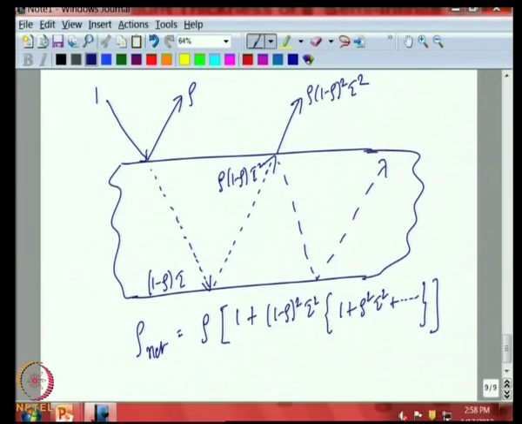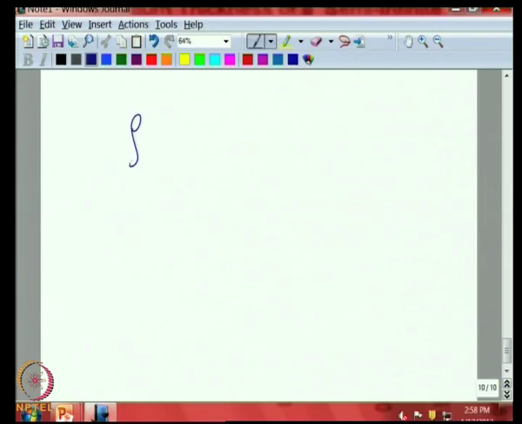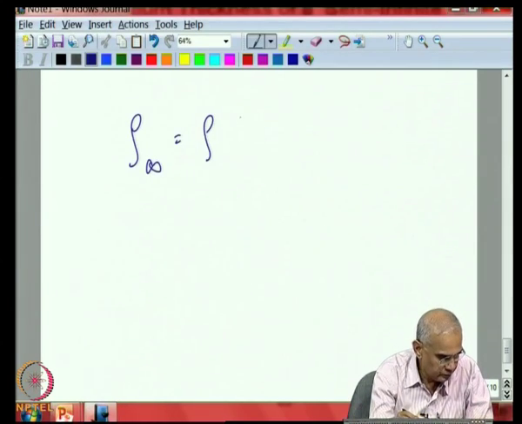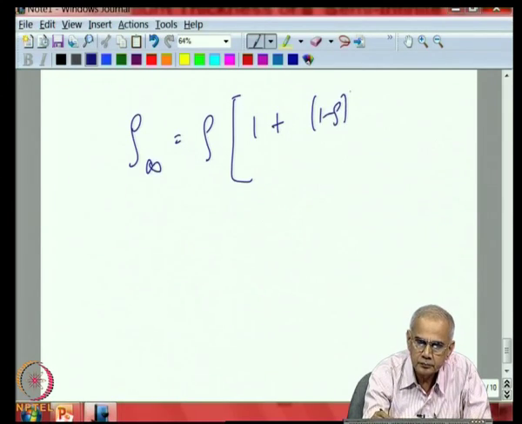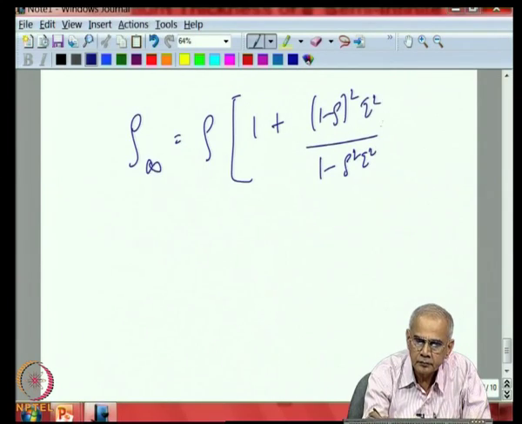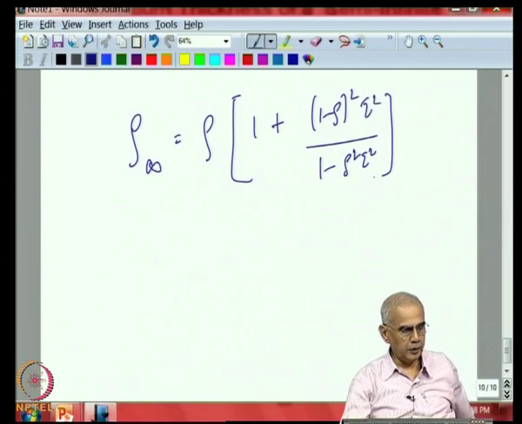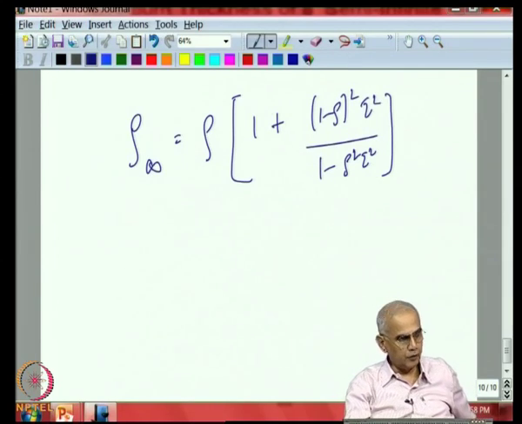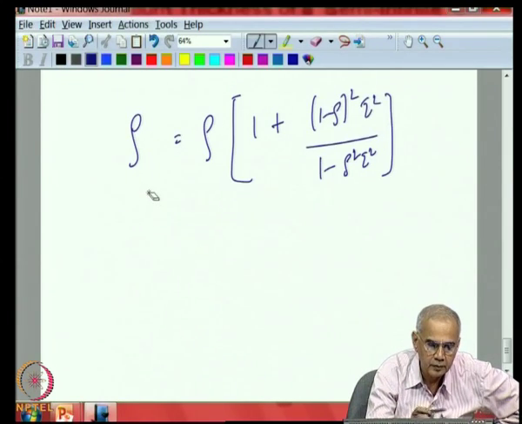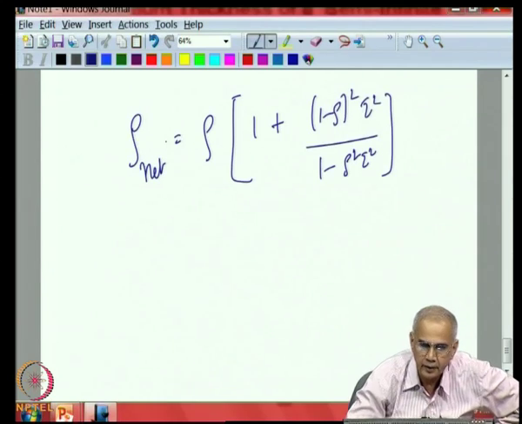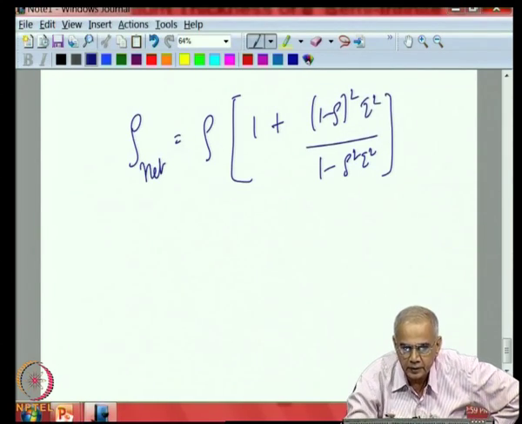So, applying the summation of series rule, finally, you get rho infinity as rho ... So, this expression for the overall reflectivity of the layer, I will call it net, so there is no confusion with the infinity which we had used earlier. I will call it the net reflectivity of the layer in terms of reflectivity at each interface and the transmittance.